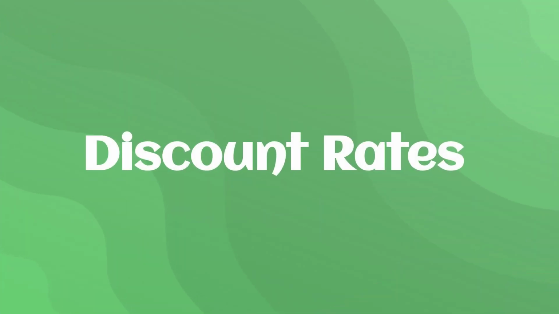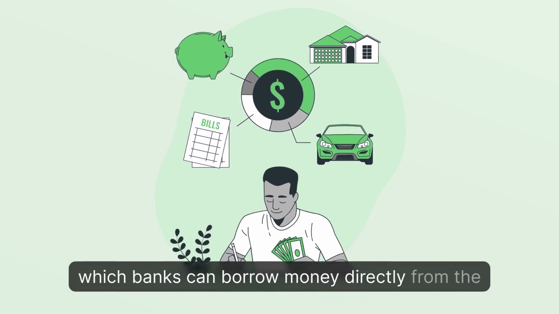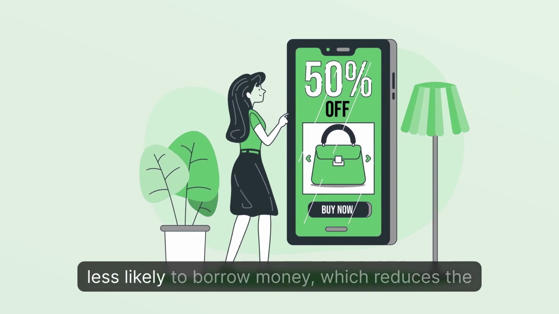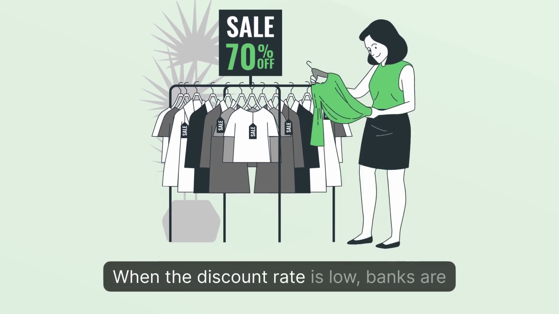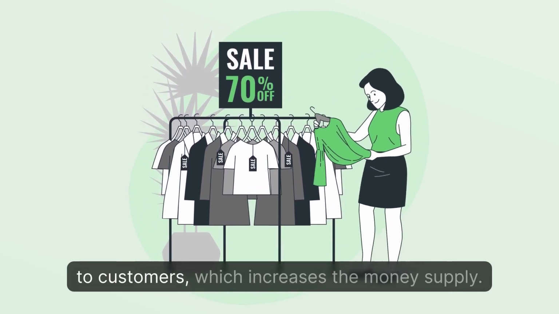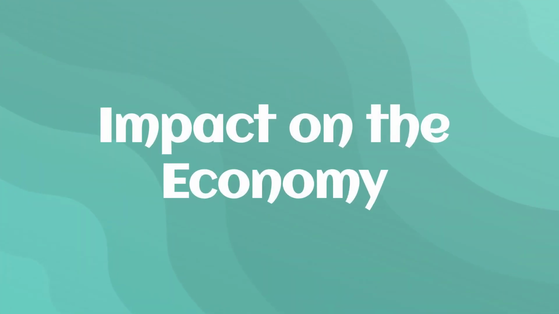Discount rates. The discount rate is the interest rate at which banks can borrow money directly from the Fed. When the discount rate is high, banks are less likely to borrow money, which reduces the money supply. When the discount rate is low, banks are more likely to borrow money and lend it to customers, which increases the money supply.